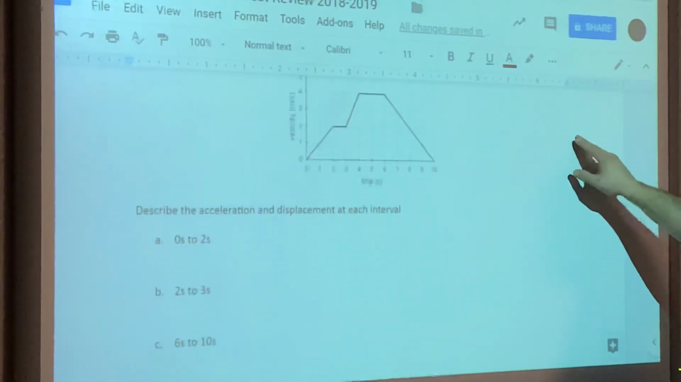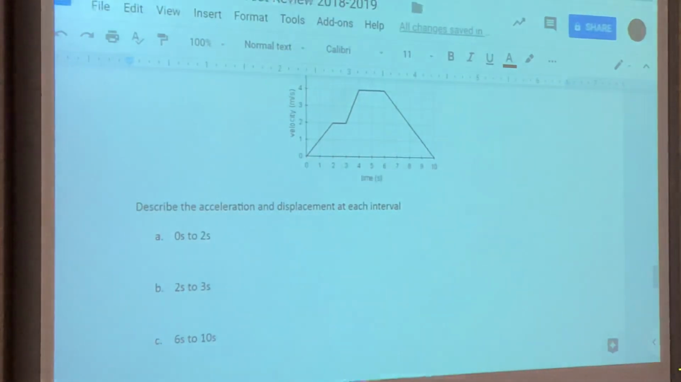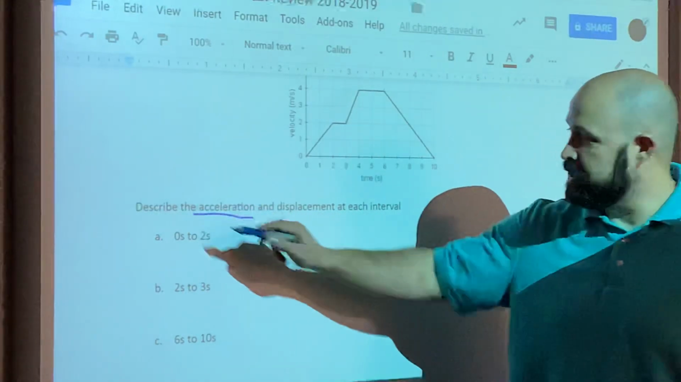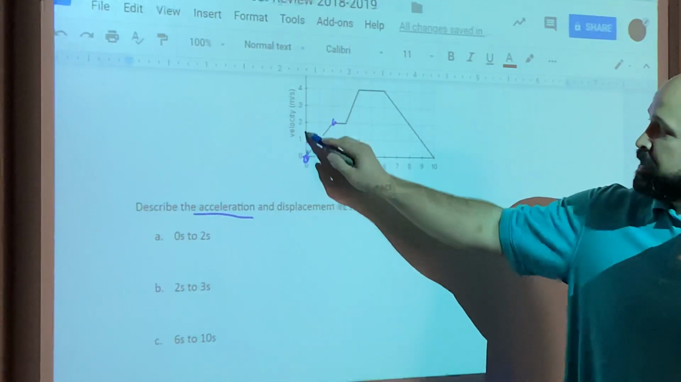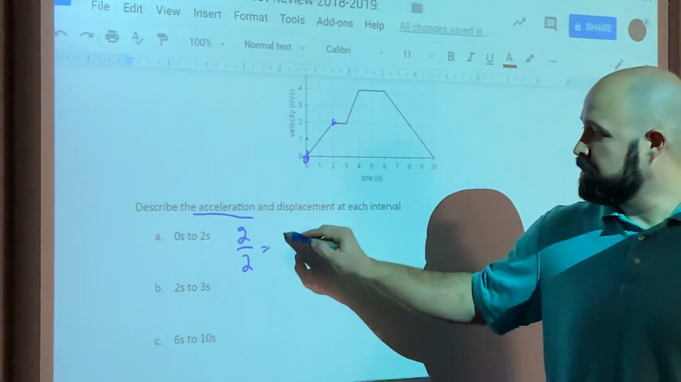All right, number 8, this is a velocity versus time graph, but you do the same type of things, right? You find slope, you look underneath the curve. And in this case, on the velocity versus time graph, acceleration is the slope. So from 0 to 2 seconds, the object goes up 2, over 2. So the acceleration will be 2 over 2, which is 1.